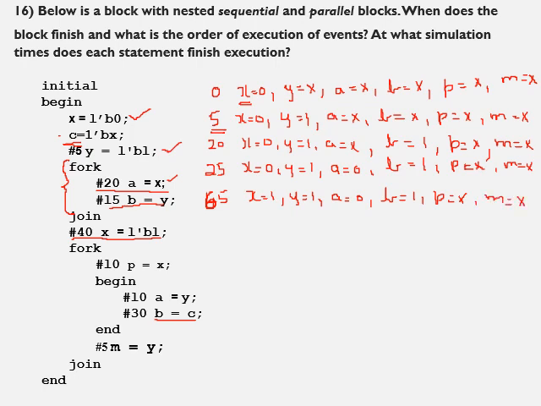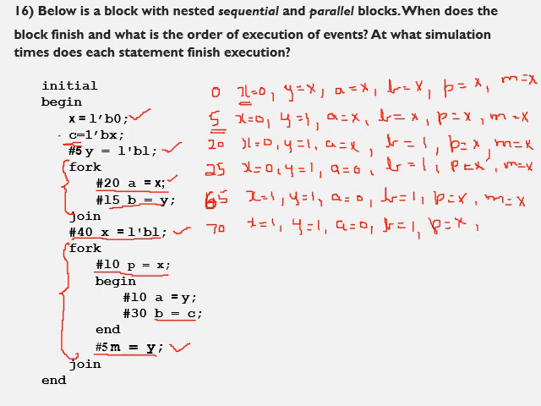Now again we come across a parallel block between these fork and join. The parallel statements are this one and the other one is this. The lowest time is 5. The previous simulation time is 65, so 65 plus 5, the next simulation time will be 70. At 70 this statement will be executed, that is m equal to y. So m equal to y is 1, and m will be assigned 1.